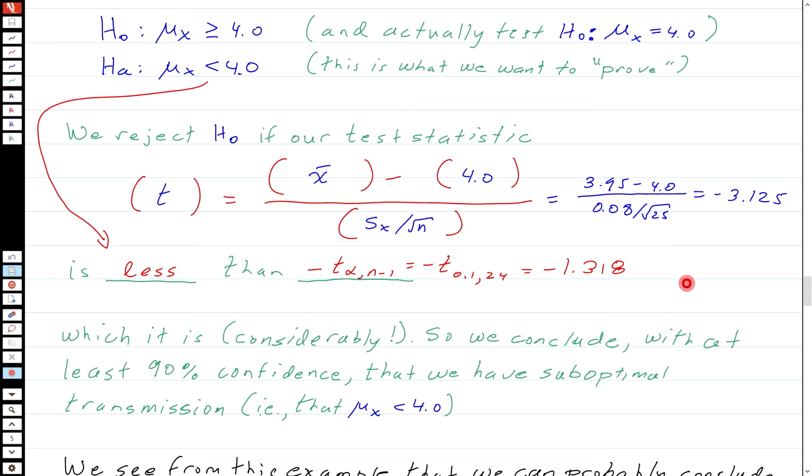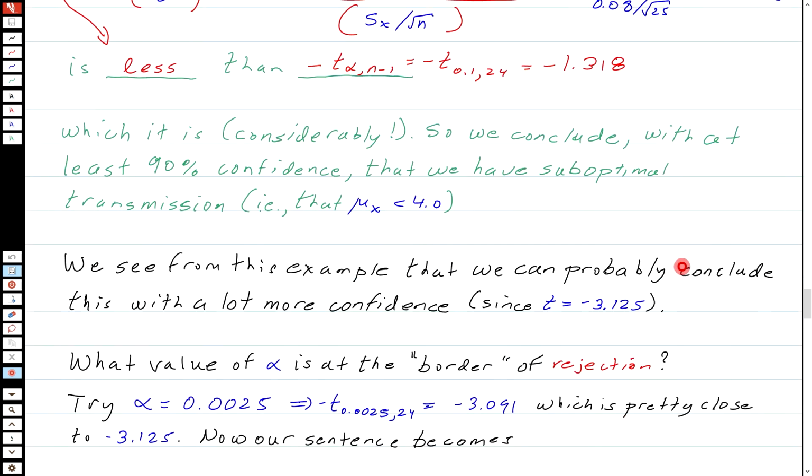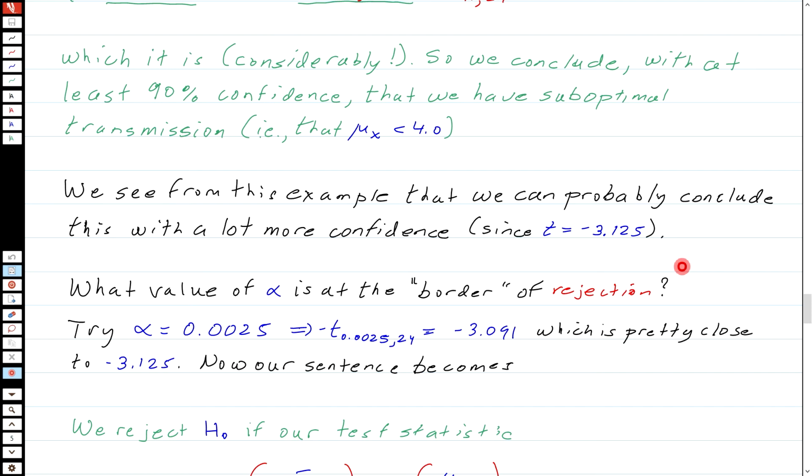Minus 3.125 is way lower than minus 1.318. So we conclude with at least 90% confidence that we have suboptimal transmission, i.e. that the true mean is less than 4. So basically we're rejecting H naught. Okay, we're quite resoundingly rejecting H naught. This minus 3.125 is quite a bit lower than minus 1.318. We see from this example that we can probably conclude that mu x is less than 4 with a lot more confidence, since that t value is minus 3.125.